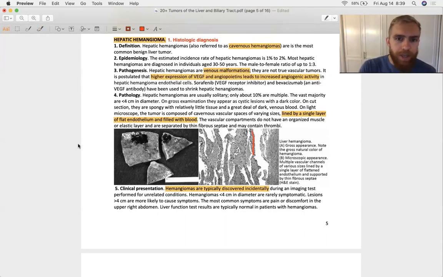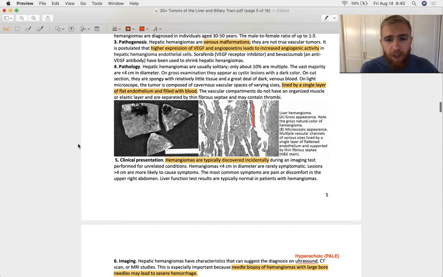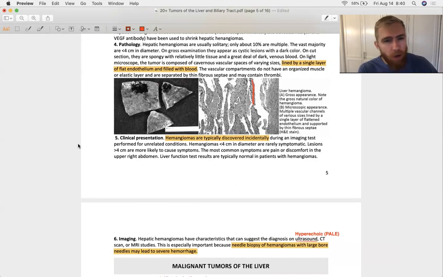Now, the creation of these venous malformations is mediated by expression of VEGF, vascular endothelial growth factor, and angiopoietins, leading to increased angiogenic activity. So that's what they look like. The only real question I feel they could ask you about this is just a simple histological diagnosis type question, or maybe a gross diagnosis with a very bloody hemangioma.